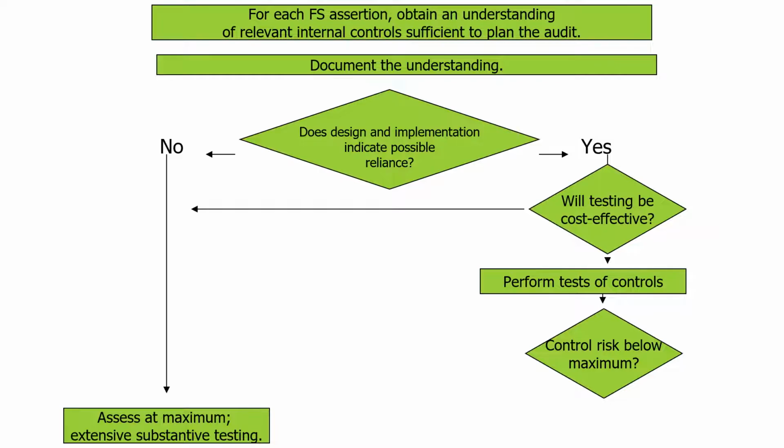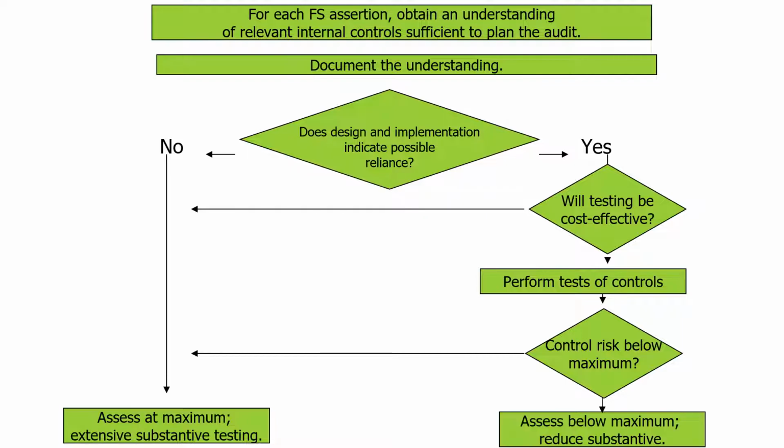So, do the results of the test of control support that control risk is below maximum? If the answer is no, then the auditor will make a final assessment that control risk is at the maximum and will still perform extensive substantive testing. However, if the test of controls shows that, yes, indeed, the controls are reliable and operating effectively, then the auditor will make the final assessment of control risk as below maximum and will reduce substantive testing.